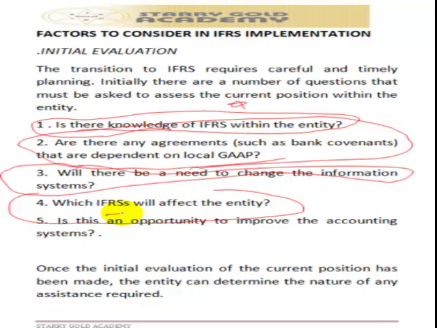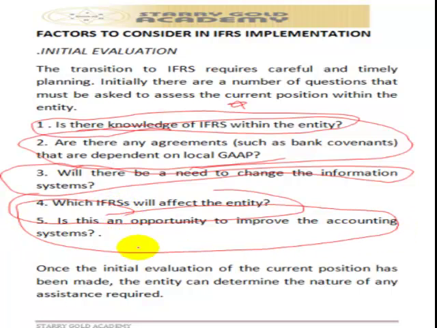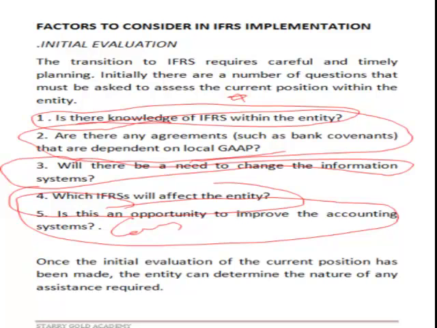Then, is this an opportunity to improve the accounting system? Obviously, it's going to be yes, because IFRS is preaching comparability. That is, there should be comparability worldwide. That is, the accounts prepared in Nigeria, we should be able to compare with those prepared in UK, without any interpreter. Now, once this initial evaluation has been done, then we can now request for assistance by looking at the following.